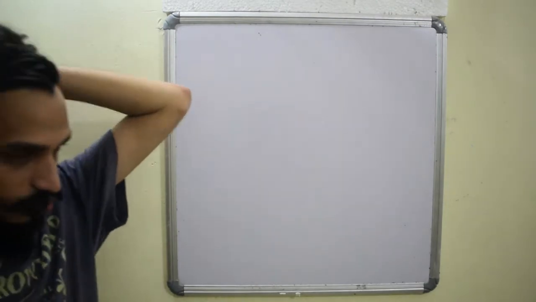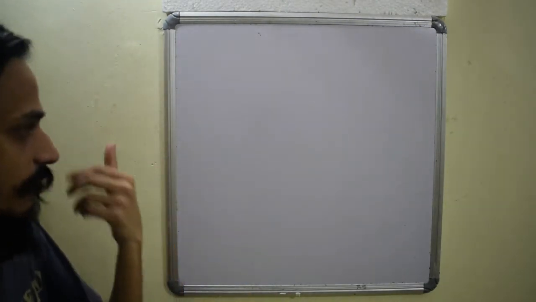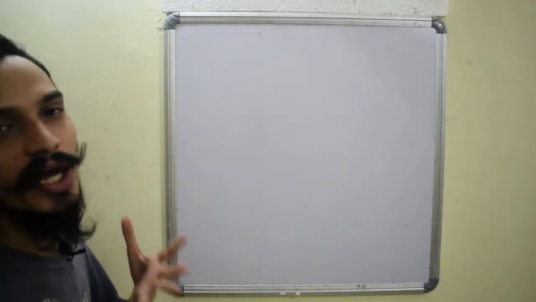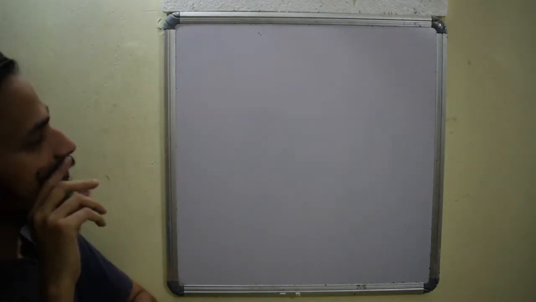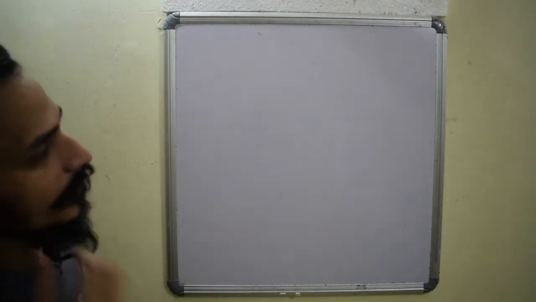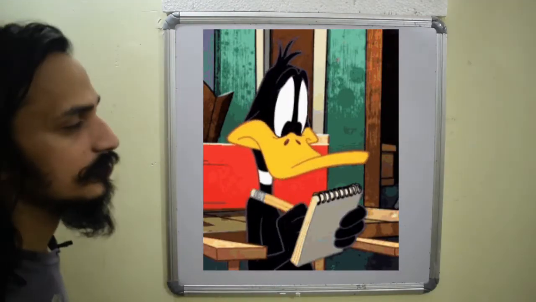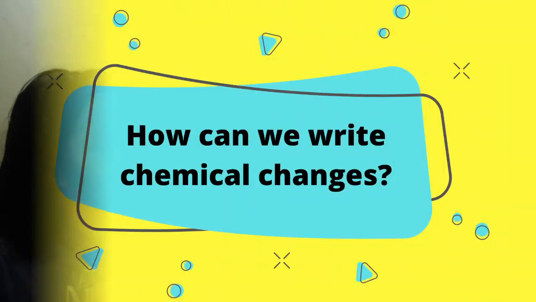Hey guys, so today we will be looking at a continuation of yesterday's topic. Yesterday we looked at what a chemical change is and how we identify a chemical change when we look at it. Today we will be talking more about chemical changes in terms of how we put it on paper. How do we represent a chemical change when we are writing or trying to describe it on paper?